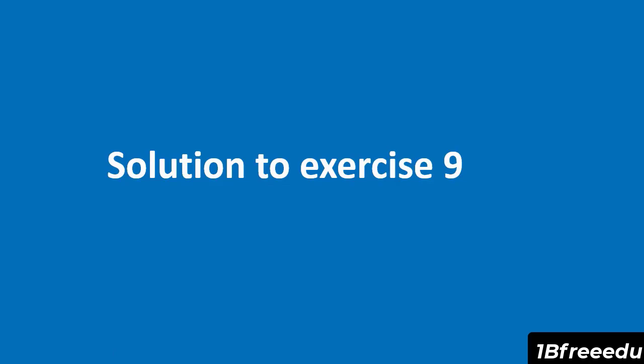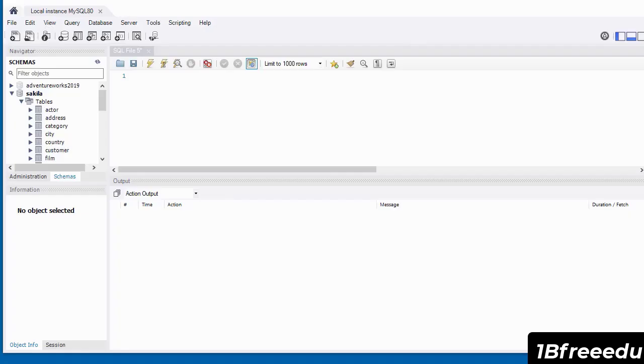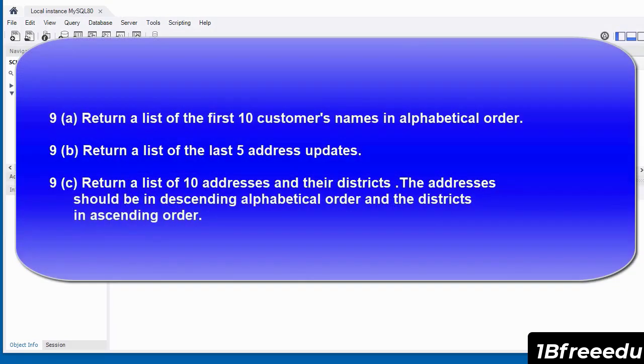Let's take a look at the solution to exercise 9. Exercise 9 has 3 components. The first one is to return a list of the first 10 customers' names in alphabetical order.